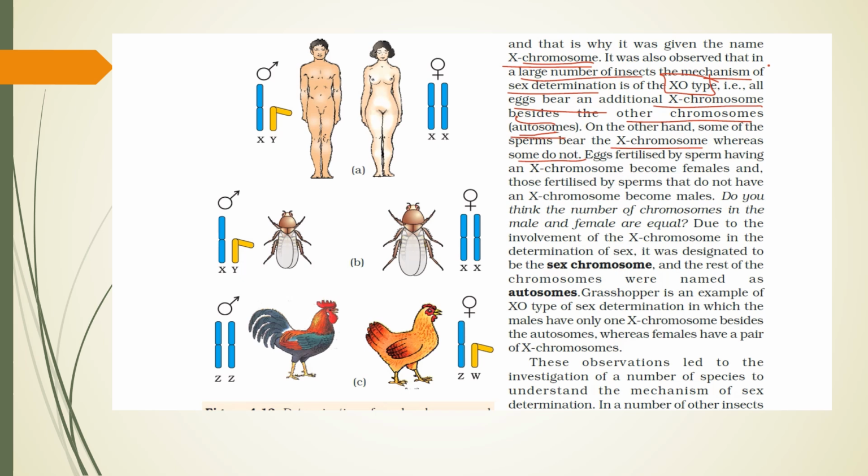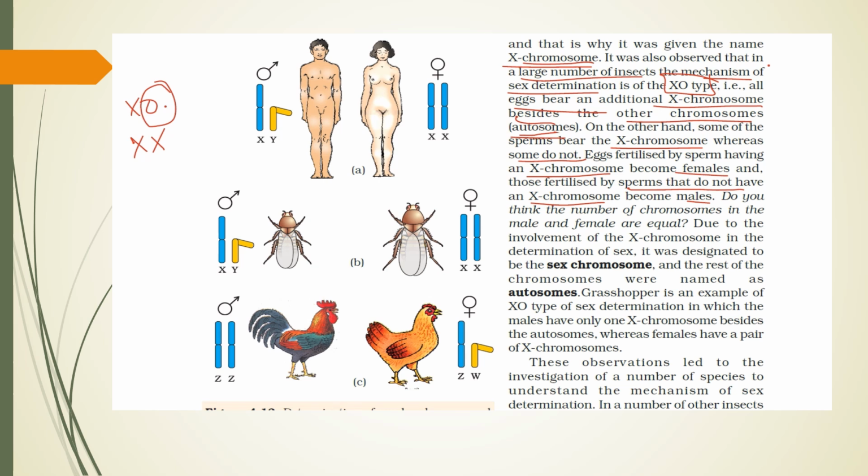So this is what happened. They saw that some of the sperms in insects are bearing X, and the others have no chromosome there, whereas the females have two X chromosomes. So eggs fertilized by the sperm having X chromosome become female, whereas those fertilized by sperms that do not have X chromosome become male. So if the X chromosome is absent in the sperm that fertilizes the egg, they become male, whereas if it is fertilized by the X chromosome of the male, they become females. So this is what is happening.